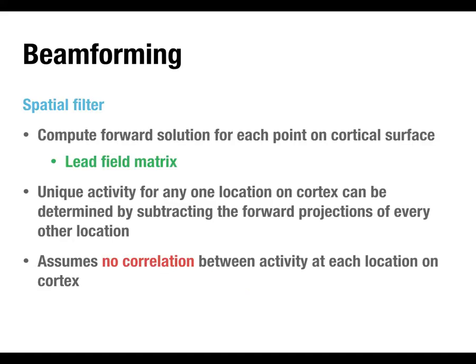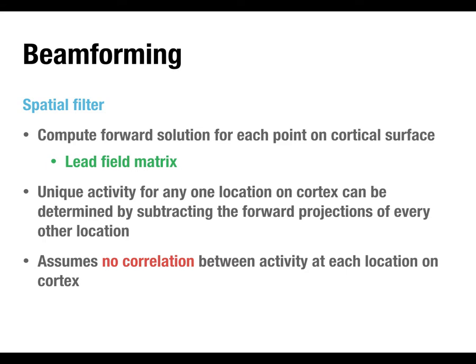So the last technique is beamforming, which is still a spatially distributed source model, but it's taking a very different approach from those other ones. The difference is that rather than simply doing the forward solution, it's also applying a spatial filter. What this means is you compute the forward solutions for each point on the surface of the cortex, or you can even do it volumetrically with every point in the brain if you want to. And then you get the activity for one location in the brain by subtracting out the effects of the dipoles from every other location. So it's like an additional step, at least conceptually, where you say, okay, I want to zoom in on this area.